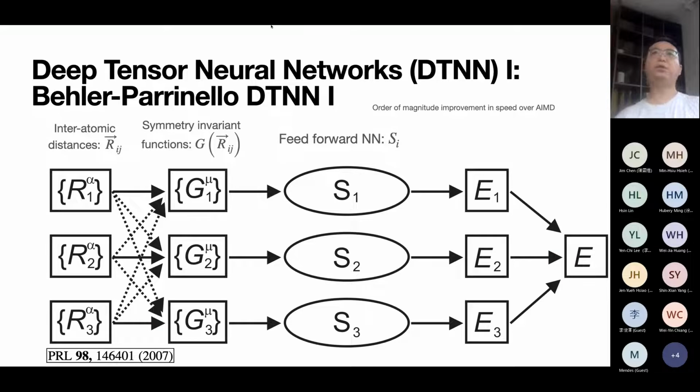Okay, so let me briefly introduce what's called a deep tensor neural network. The first deep tensor neural network in the context of materials simulation was proposed by the Behler and Parrinello group. So it's commonly called the Behler-Parrinello DTNN or the BP-DTNN. The inputs for this system are the interatomic distances.